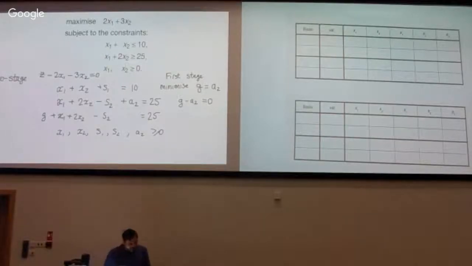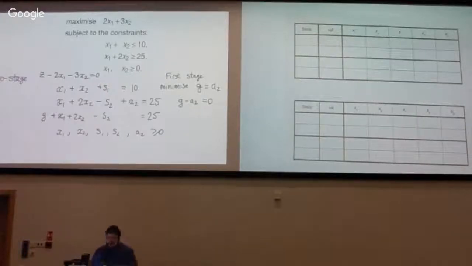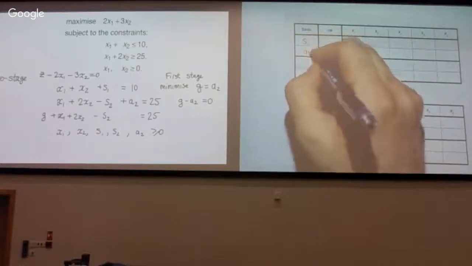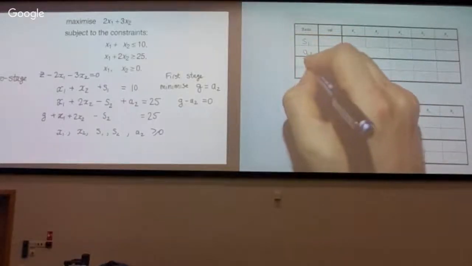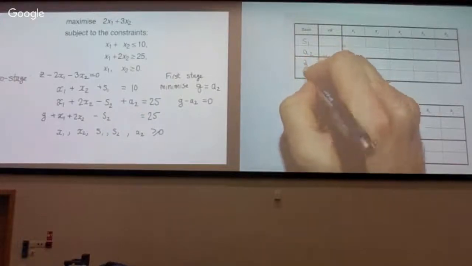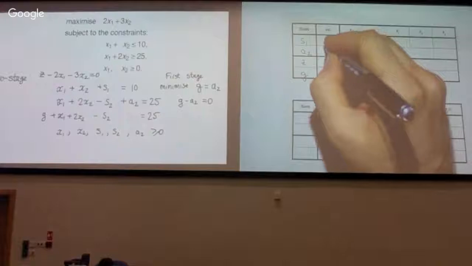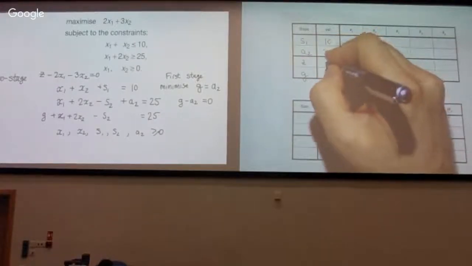Okay, so what is the basis going to be? It's all the slack variables and all the artificial variables, but not the surplus variables. Okay, so the slack variables, there's only one. There's one artificial, and I have those objectives like this. And the rest should be easy. So value here is 10, here is 25, 0, 25.